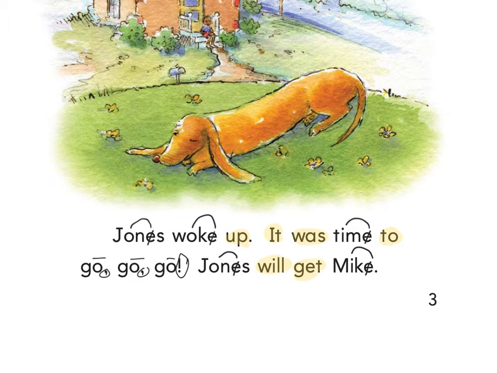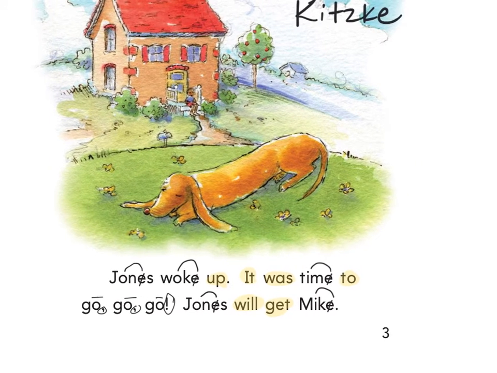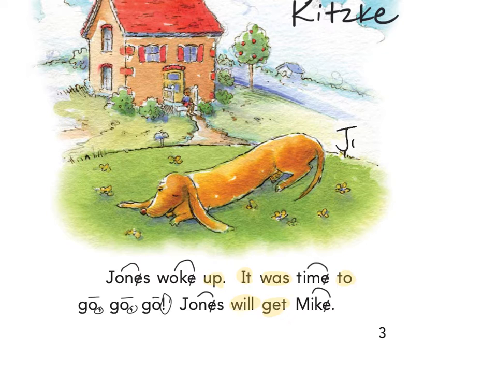Jones will get Mike. Okay, so we think that the dog's name is Jones, right? Should we give him a label? If you want to give him a label, you can. I think that this is Jones. And I think maybe this is Mike over here sitting on the porch.